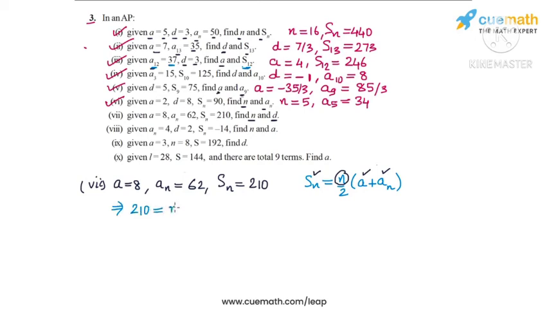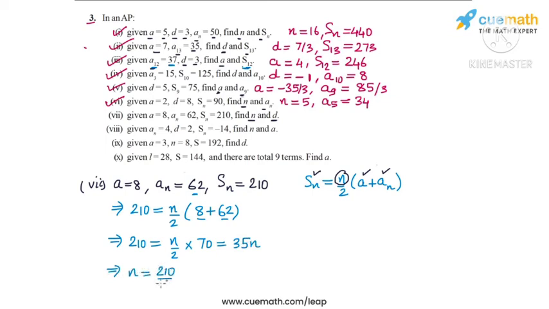This is equal to n by 2 into a, which is 8, plus an, which is 62. So this is what we get. We get 210 is equal to n by 2 into 8 plus 62, which is 70. So n by 2 into 70, or 35n. And this means that n is equal to 210 by 35, which is equal to 6. So n is equal to 6, the number of terms is equal to 6.